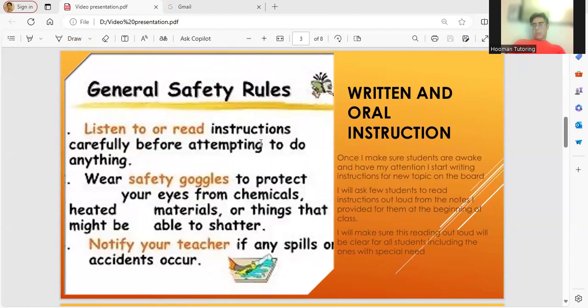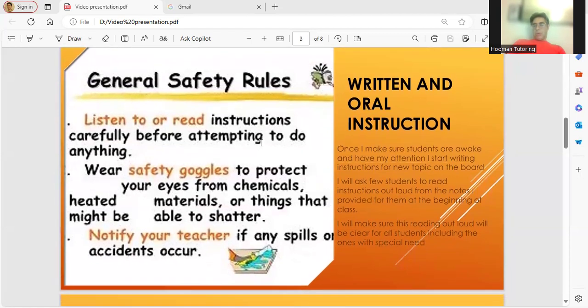Another strategy is written and oral instruction. I will make sure the written instruction and the oral instruction are very thorough. In the beginning of the class, I will provide the students with all the instructions on a piece of paper. That way they have it in front of themselves.